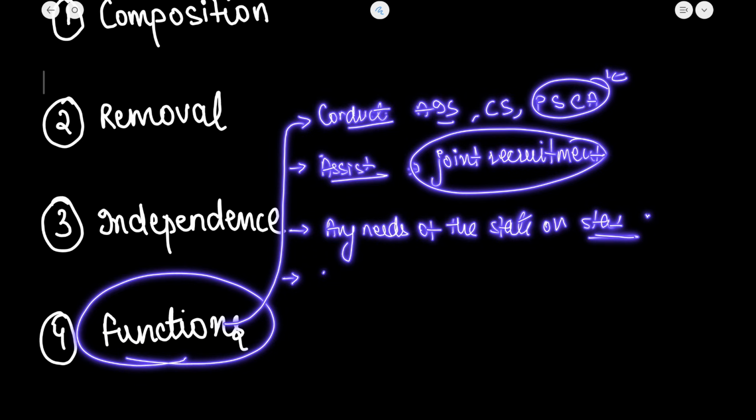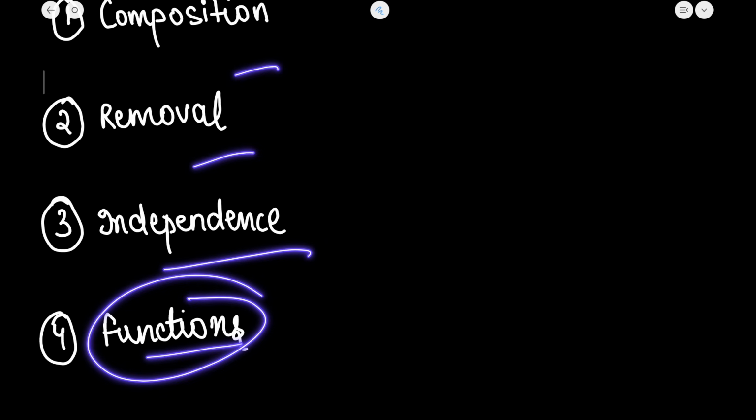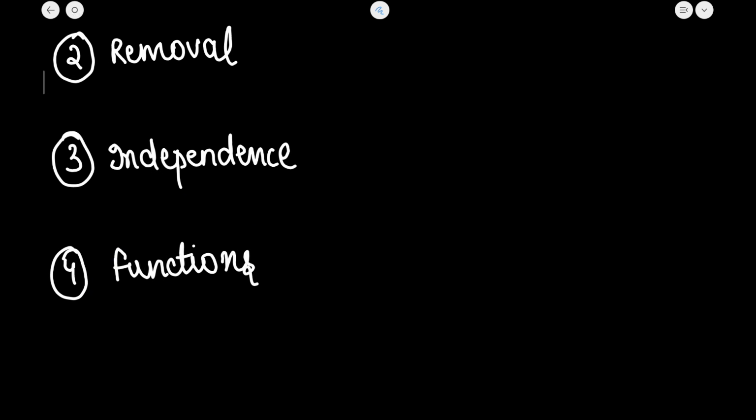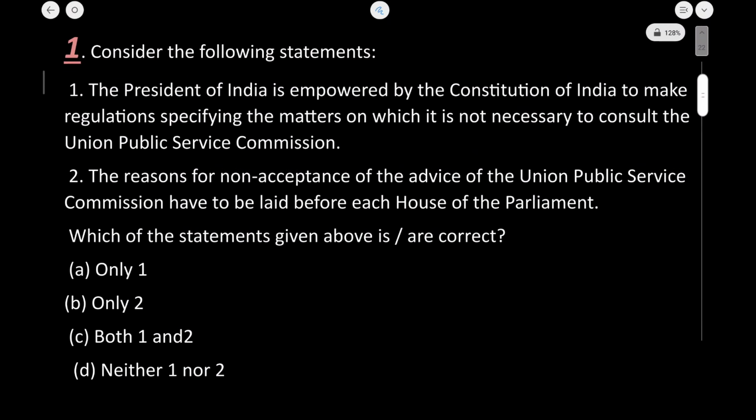Okay, now this was all regarding the composition, removal, independence and functions. Nothing more is of that importance. So let us straight away move to the questions now. Let us see the questions now.